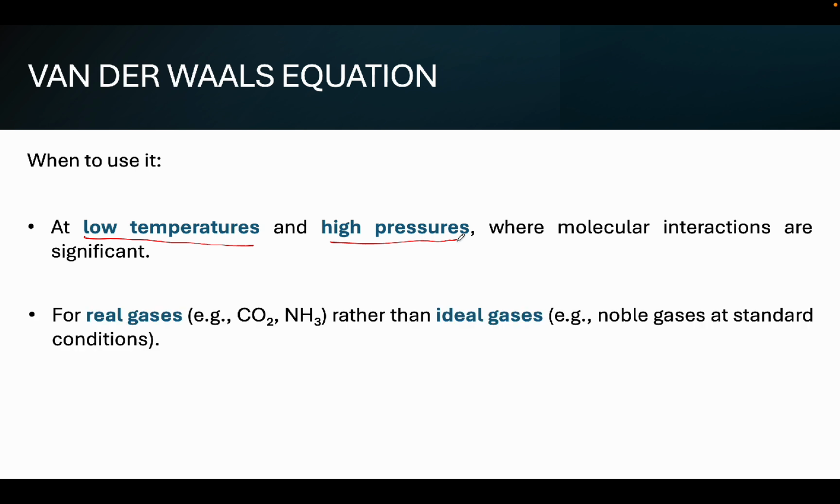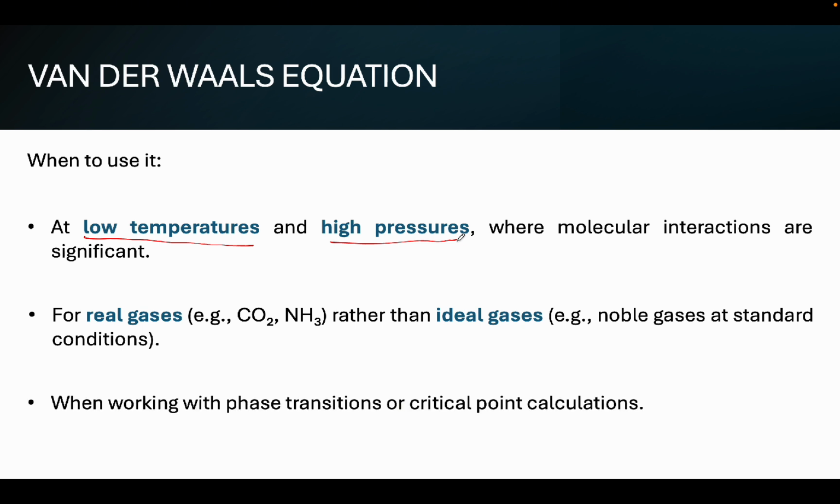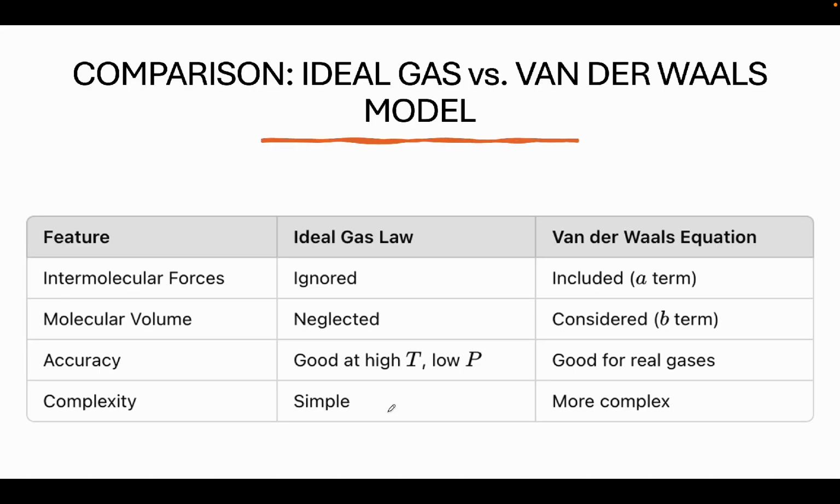We can also use it for real gases rather than ideal gases. So, for example, noble gases at standard conditions. And we can also use it when working with phase transitions or critical point calculations. Okay. So, this is the comparison between the ideal gas law and the van der Waals equation. Again, this is the summary of the comparison between the ideal gas and the van der Waals equation.